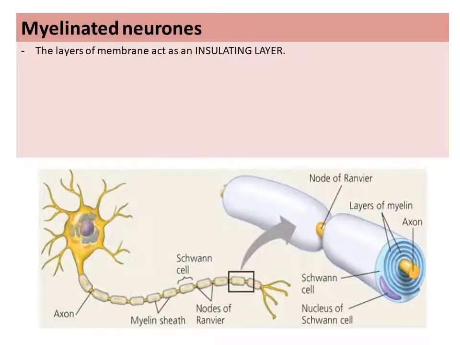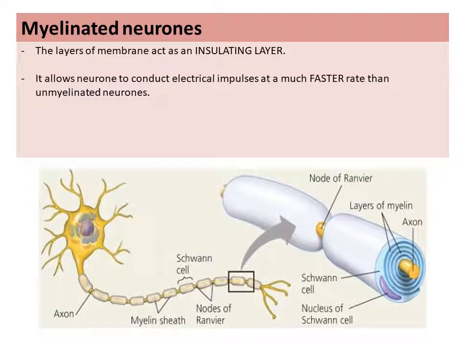So when we have myelinated neurons, the myelin is acting as an insulating layer, and what it does is it allows the impulse to be transferred along the axon a lot faster than it would do if the neuron was unmyelinated. So for example, a myelinated neuron will transmit an impulse perhaps 100 meters per second, whereas a non-myelinated neuron might transmit it only maybe 1 to 2 meters per second.